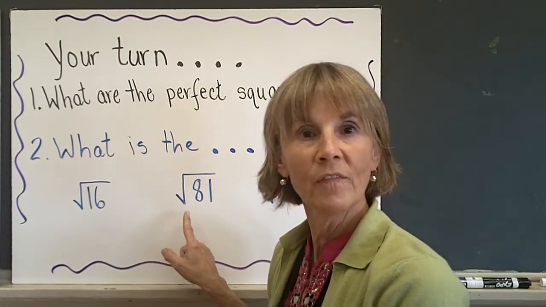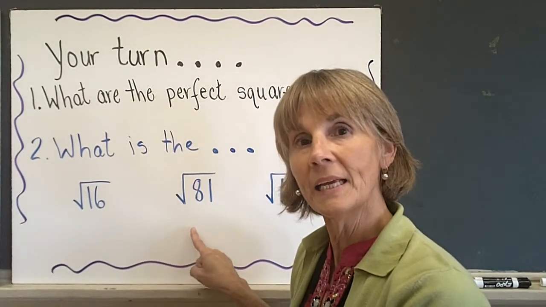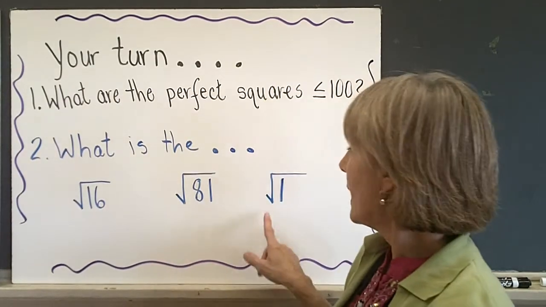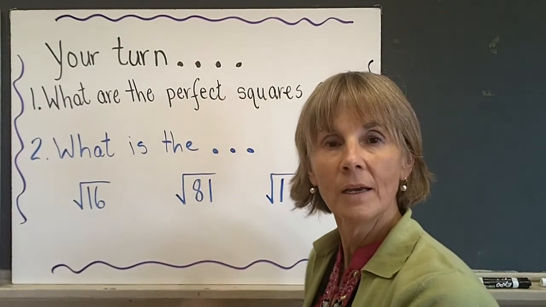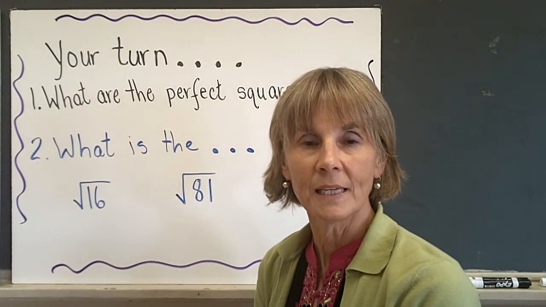What is the square root of 81? What number do we multiply by itself so that the product is 81? And the square root of 1. What number do we multiply by itself so that the product is 1?